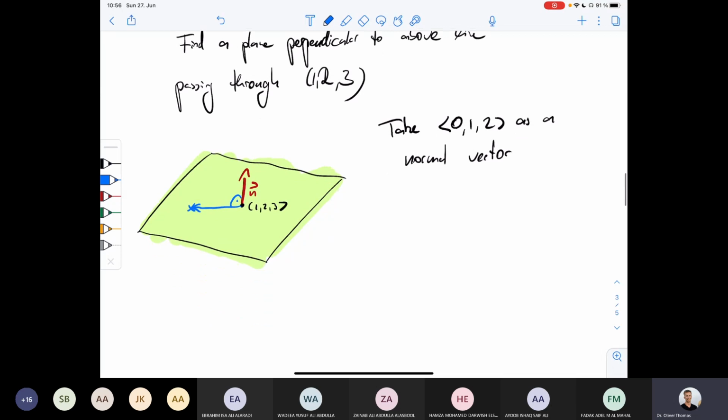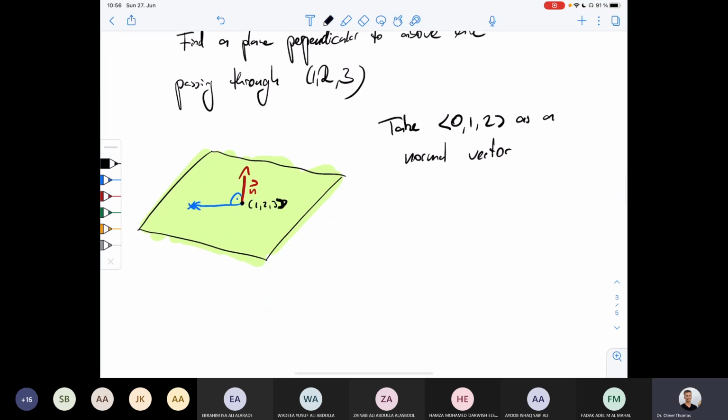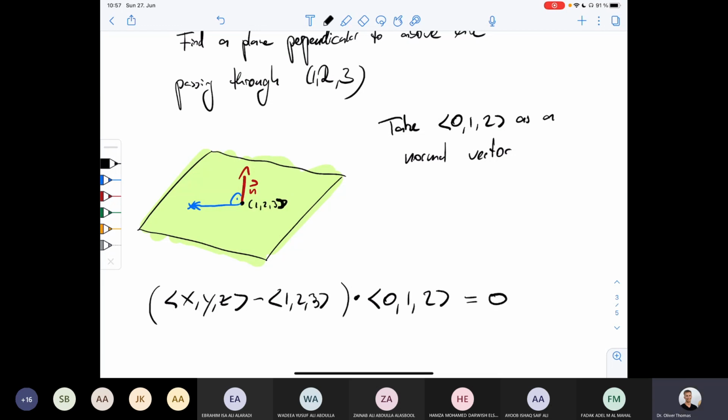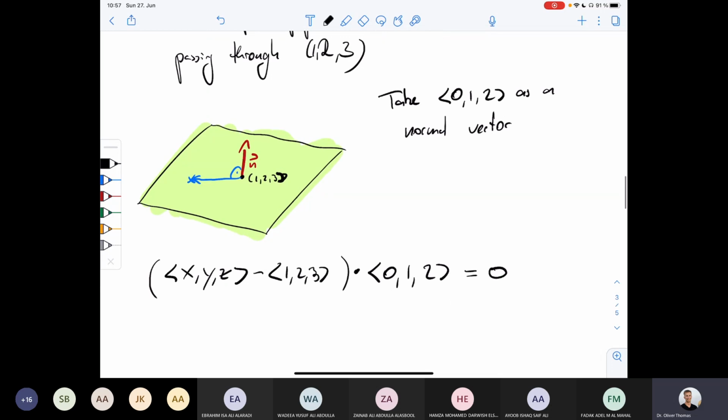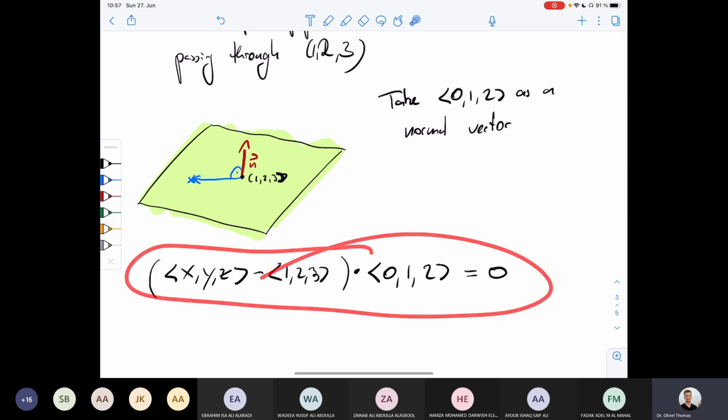So what we get is the following. We have a general point (x, y, z) on our plane, and it's characterized by the fact that the connecting vector to (1, 2, 3), so (x, y, z) minus (1, 2, 3), is orthogonal to n. So the dot product with (0, 1, 2) equals 0. This is the equation as we write it down, but we of course can simplify it.